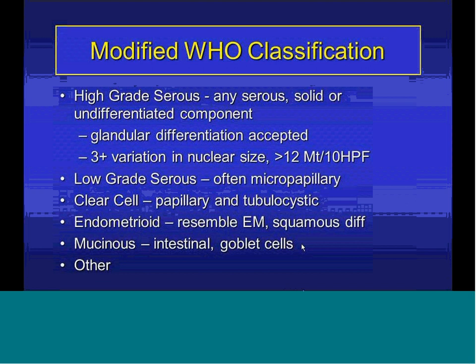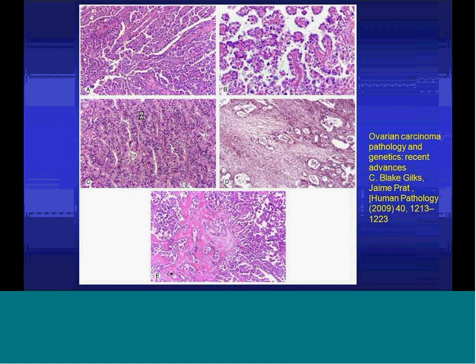So using this type of modified WHO classification, they estimate that they can classify about 98% of ovarian epithelial carcinomas within this group, and that the majority of them will be high-grade serous. These are some examples from their paper of what they're talking about, and I think that the high-grade serous is fairly straightforward. Low-grade serous is a somewhat uncommon tumor, but has this very distinctive, rather overgrown borderline appearance that we call micropapillary.